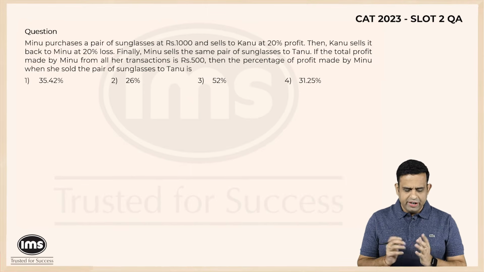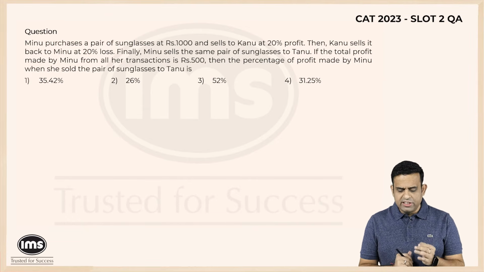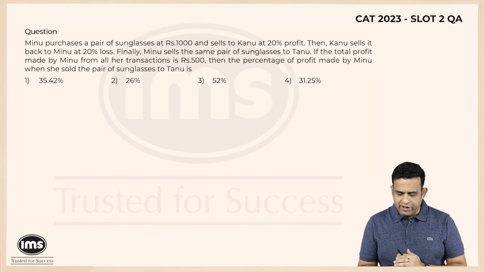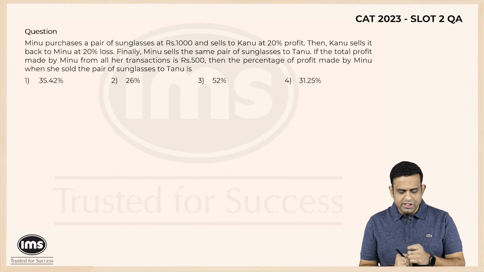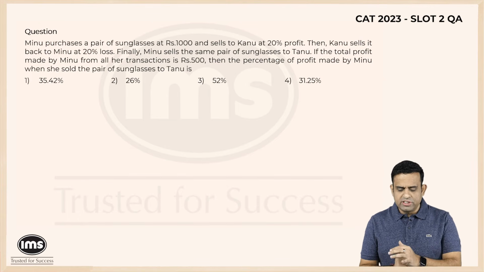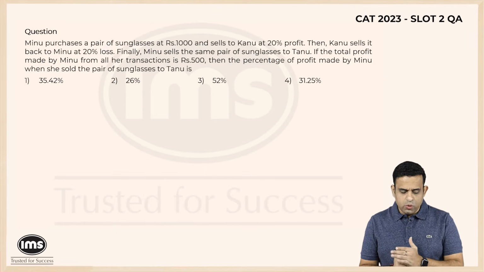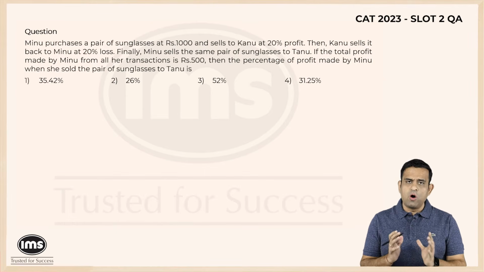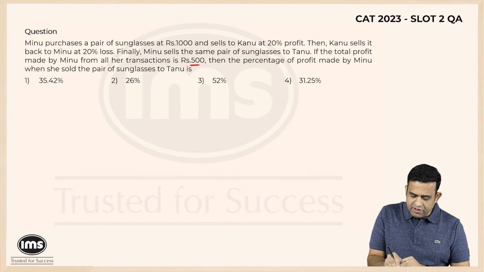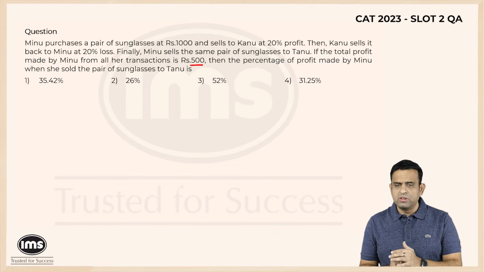In the next sum, if I read the problem, it says that Minu purchases a pair of sunglasses at ₹1,000 and sells to Kanu at 20% profit. Then Kanu sells it back to Minu at 20% loss. Finally, Minu sells the same pair of sunglasses to Tanu. If the total profit made by Minu from all her transactions happens to be ₹500, then find the percentage of profit made by Minu when she sold the pair of sunglasses to Tanu.